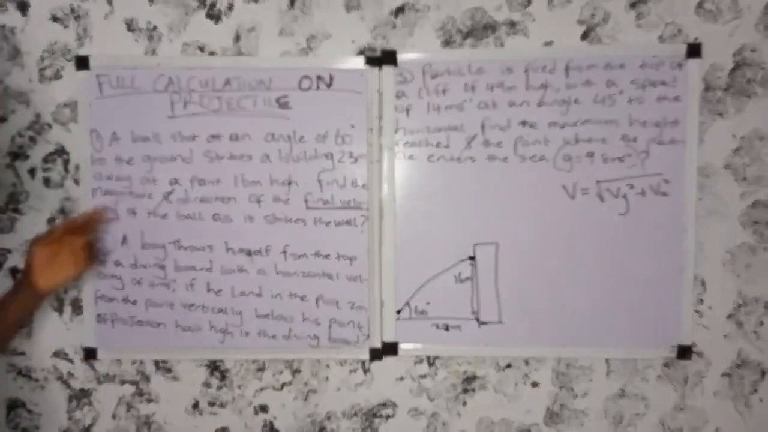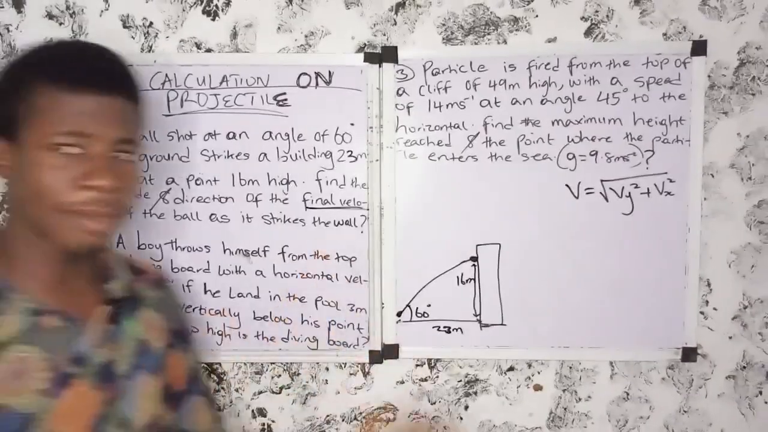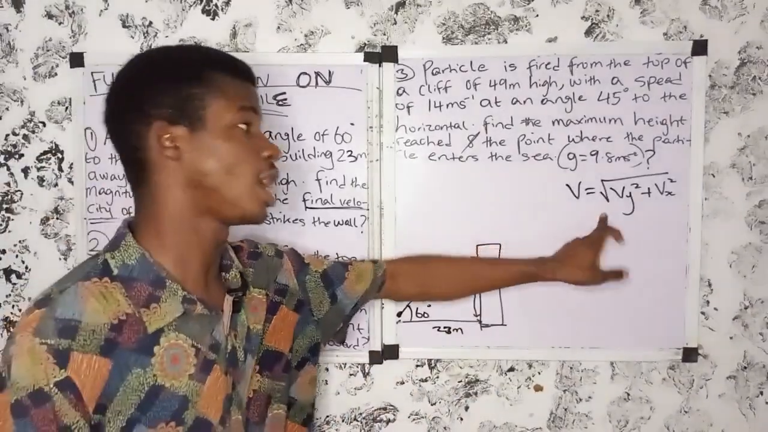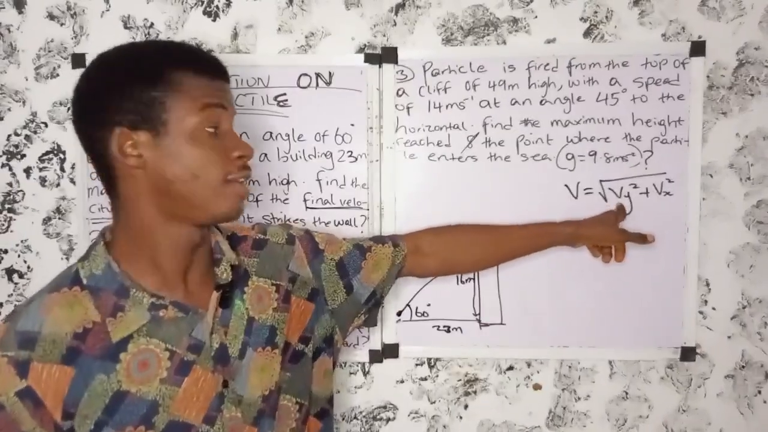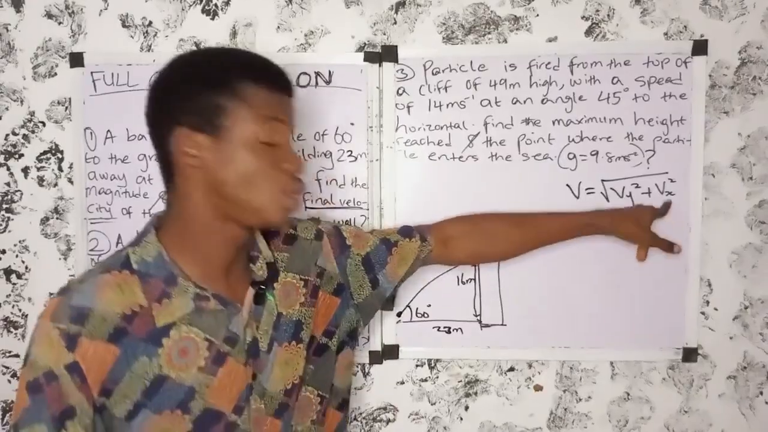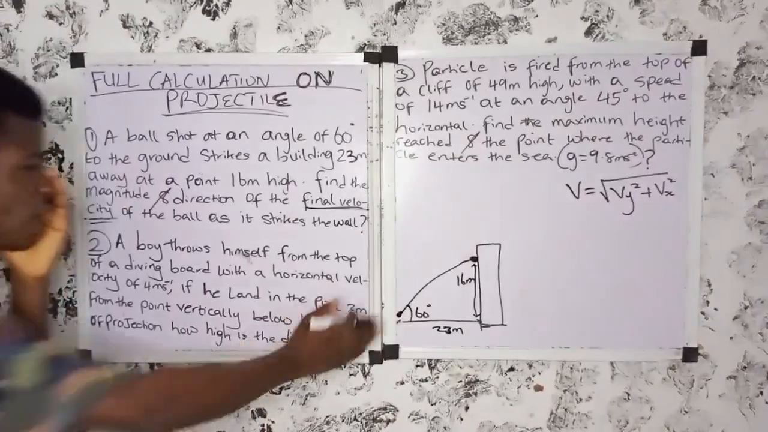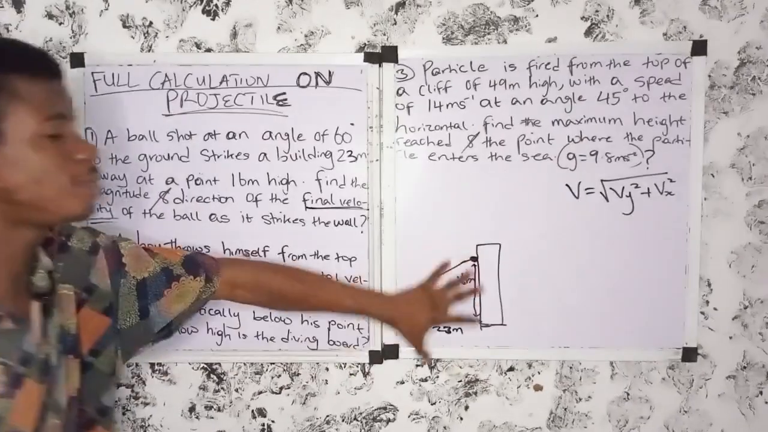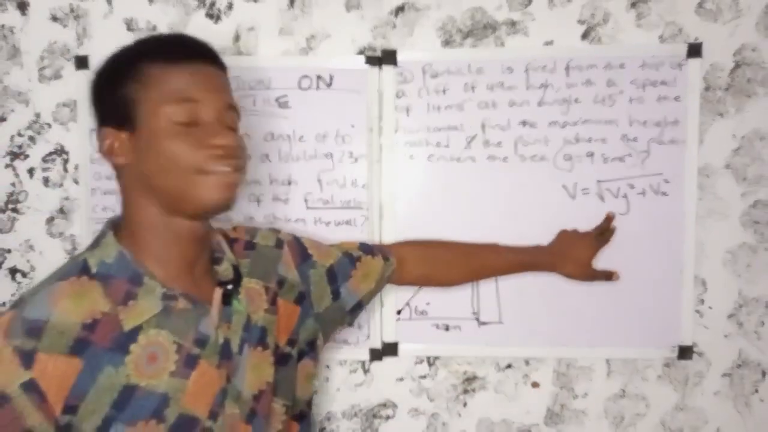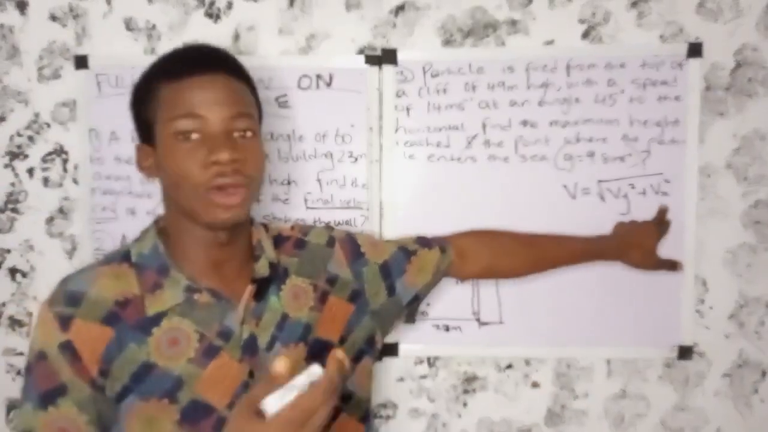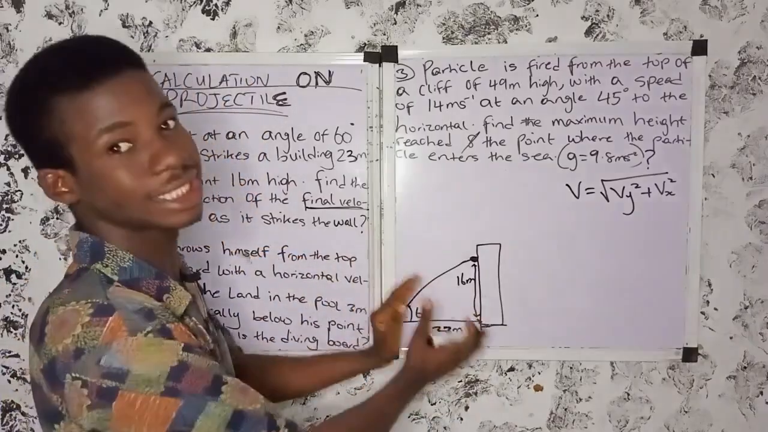Now they are telling us to look for the magnitude and the direction of the final velocity. Remember, I told you that final velocity is equal to the square root of the square of the final vertical velocity plus the square of the final horizontal velocity, right? Yes. Now, if you look at the parameters here, we cannot use this directly. They didn't give us the vertical velocity or the horizontal velocity. So we are going to look for it using the parameters they give us.